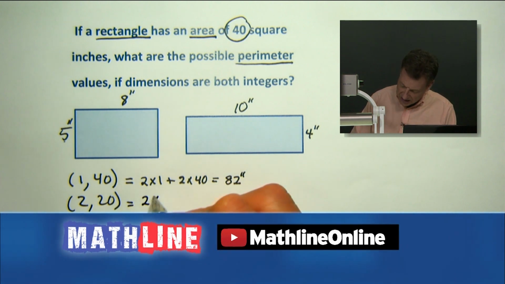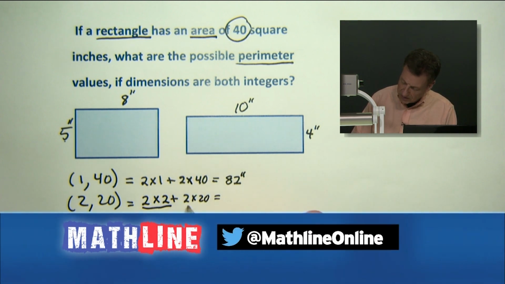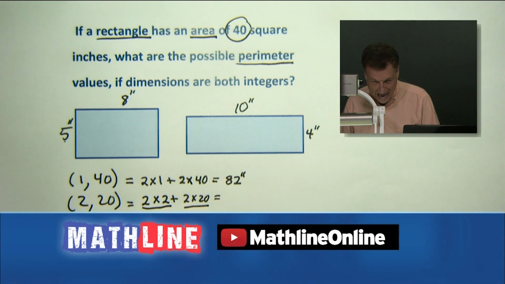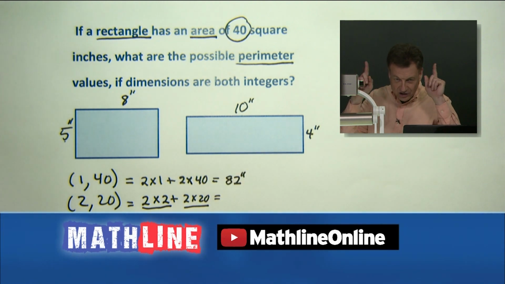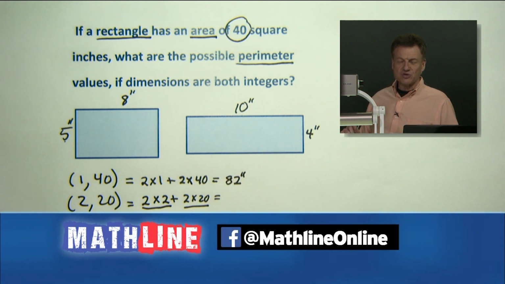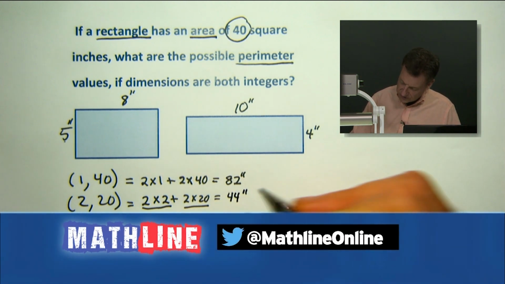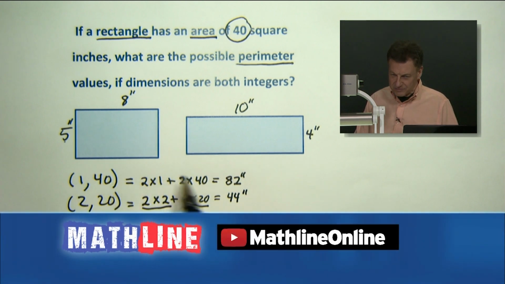How about 2 times 2 plus 2 times 20. Now remember, we do the multiplications first, all right? Then we come back and add. So 2 times 2, everybody got that one? 4, keep that in your head. Plus 2 times 20, that's 40, and I get 44 inches. We sure did come up with that. Oh, wow, that's the same area, 40 square inches, but boy, we sure had bigger numbers here.